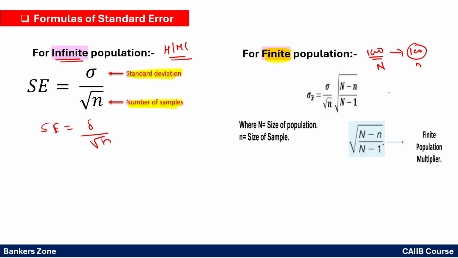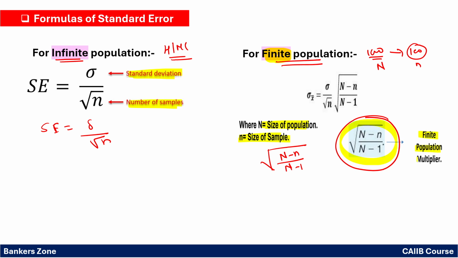In that case, we have to use the finite population multiplier. What is the finite population multiplier? It is the square root of (capital N minus small n) upon (capital N minus 1). Capital N is the size of the population and small n is the size of the sample. When both N and n are given, you have to apply the same formula and multiply by the finite population multiplier.